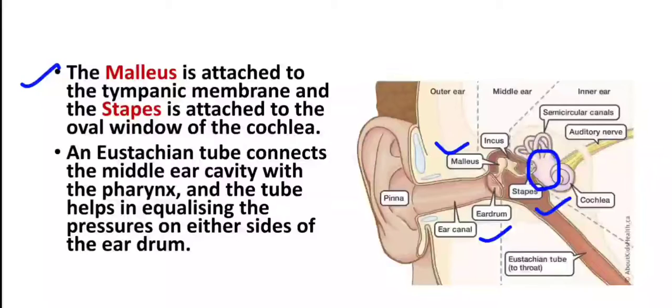And a eustachian tube connects the middle ear cavity with the pharynx. This tube also helps in equalizing the pressure on both the sides of the eardrum. Otherwise, if the pressure is not equalized on both the sides, it may harm the eardrum. You can see the eustachian tube, and this tube is connected with the pharynx also.